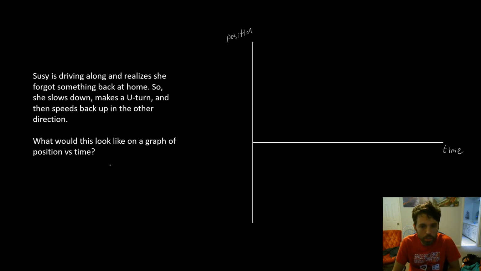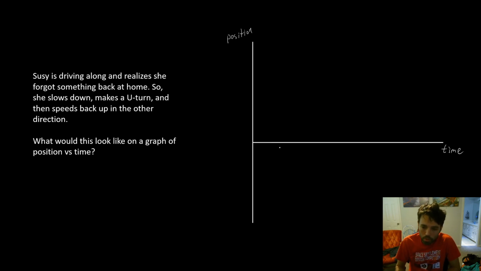What if she does something like this? Susie is driving along and realizes she forgot something back at home. So she slows down, makes a U-turn, and then speeds back up in the other direction. What would this look like on a graph of position versus time? In this one, she's not just going to slow down or speed up. She's actually going to do both. She's going to slow down, turn around, and speed up in the other direction.